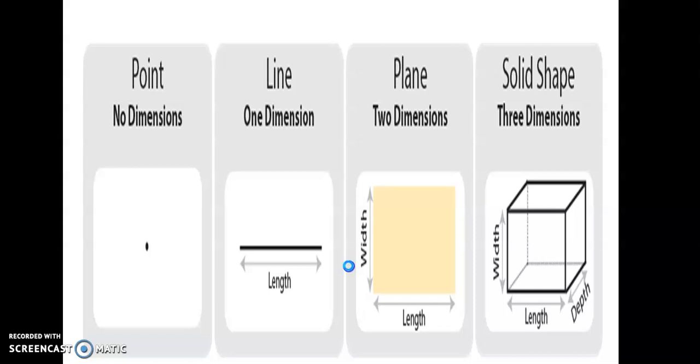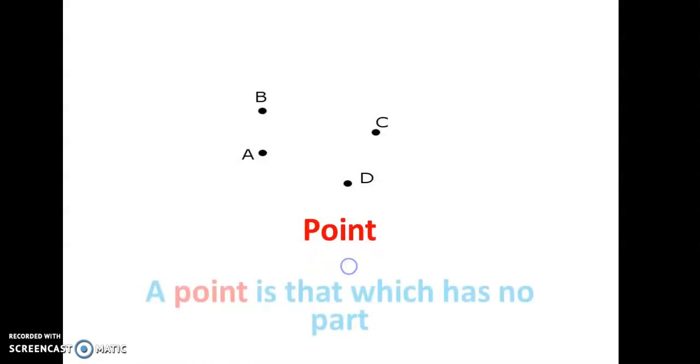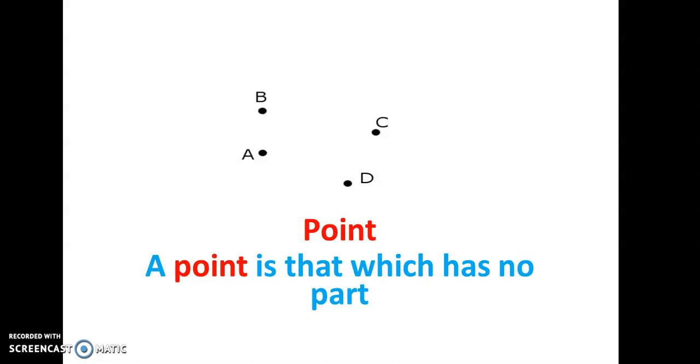Euclid summarized these statements as definitions. He began his exposition by listing 23 definitions in book 1 of the Elements. Children, we will learn a few of them now. Okay, children, what is this? Yes, this is a point. According to Euclid, a point is that which has no part. This is his first definition, about the point.